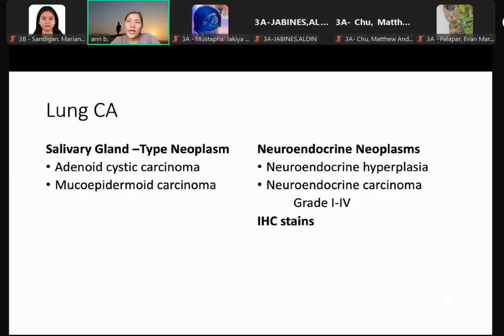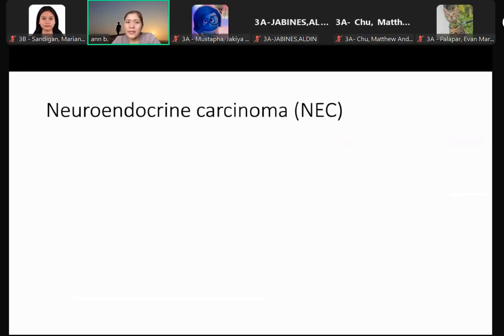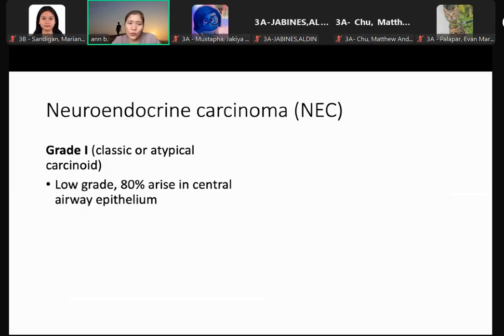So again, when we have the biopsy, because I've shown you some of the pathologic importance of the tumors because of the treatment that we need to give, especially now that we have targeted therapy. So immunostains are important. So what are the immunostains for this lung cancer? We have chromogranin, synaptophysin, CD57, neuron-specific enolase, and we have the Ki-67 also.